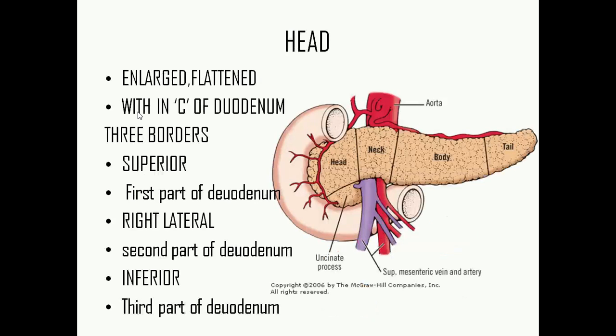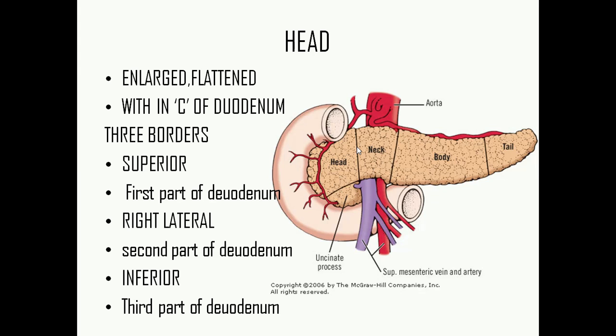The head is a large flattened structure located within the C-shaped curvature of the second part of the duodenum. If you see, the head of the pancreas lodges inside the C-shaped duodenum, and it is located along with the superior mesenteric artery and the superior mesenteric vein. It has three borders and three surfaces. Roughly, the cross section of the pancreas will be triangular, so it has three borders and three surfaces.